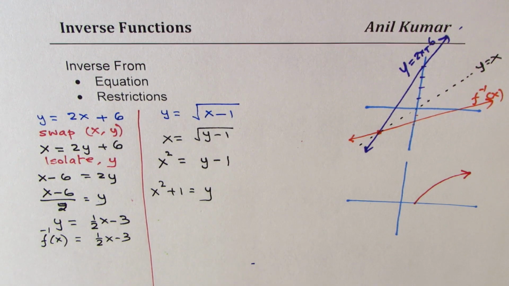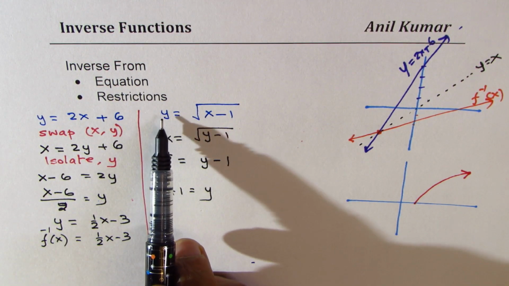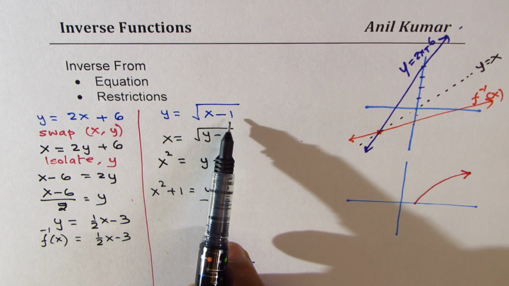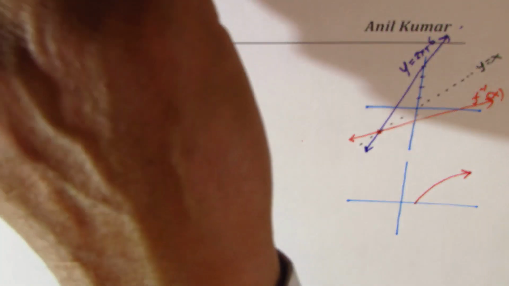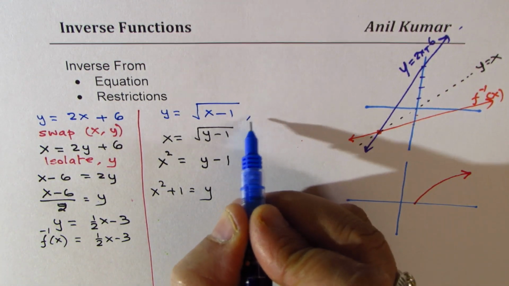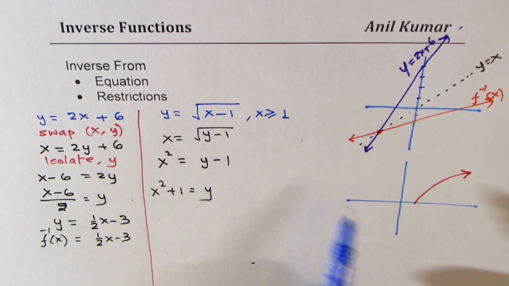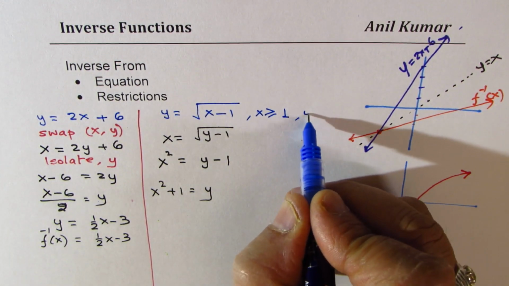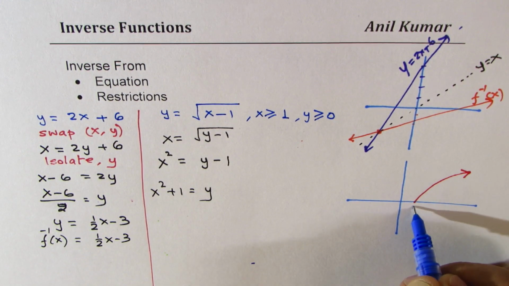Now this part is kind of tricky. What you notice here is that y equals square root of x minus 1 has a restriction. And the restriction is that x should be greater than or equal to 1, right? So that is the domain. And for this domain, the range is y greater than or equal to 0, as you can see, right?